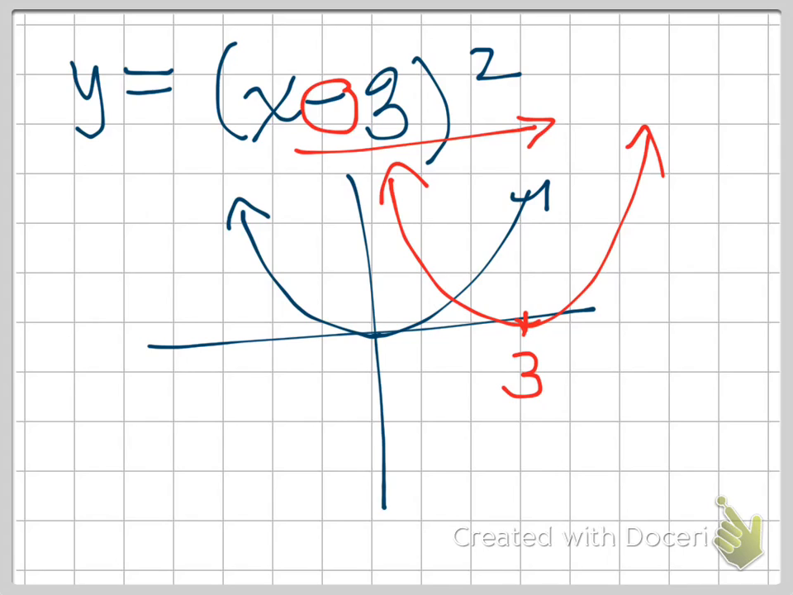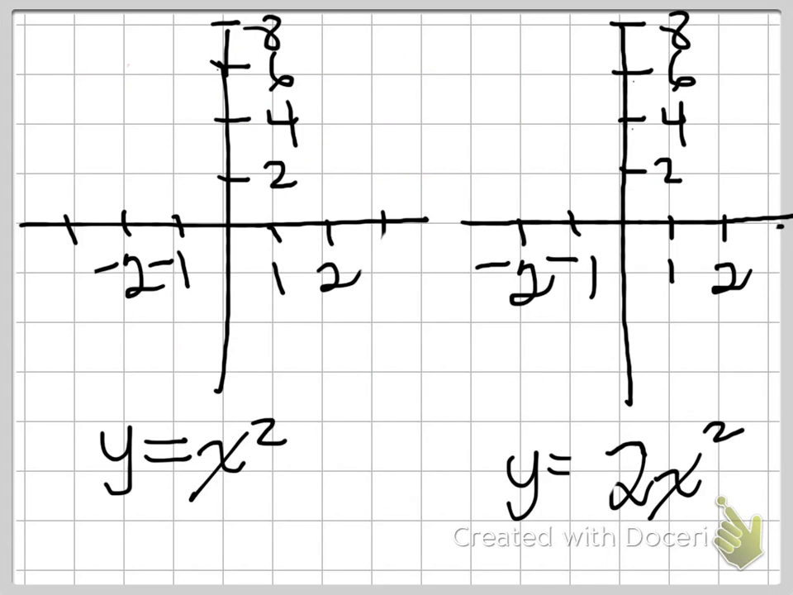Now let's take a look at stretches and shrinking. Let's take a look at this first graph right here, y equals x squared. At 0, it's 0. At 1, 1 squared is 1, so we'll put that right here. At negative 1, it's also 1. At 2, it's 4. At negative 2, it's 4. And here's my parabola. And we know, of course, it goes on to positive and negative infinity, the domain.